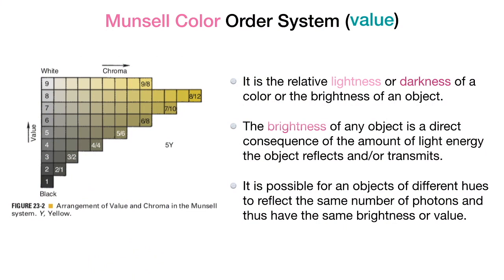What about value? Like when we use a mobile, we can make the screen brighter or less bright, more dark. That means value. It's related to the lightness or darkness of a color or the brightness of an object. The brightness of any object is a direct consequence of the amount of light energy the object reflects or transmits. It's possible for objects of different hues to reflect the same number of photons and thus have the same brightness or value. So, the arrangement of value and chroma in the Munsell system is like this picture.